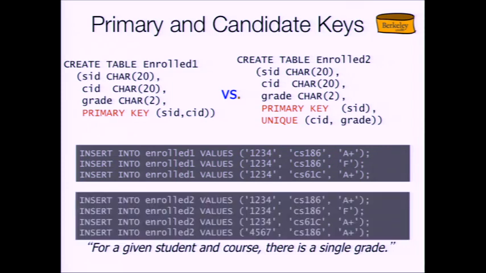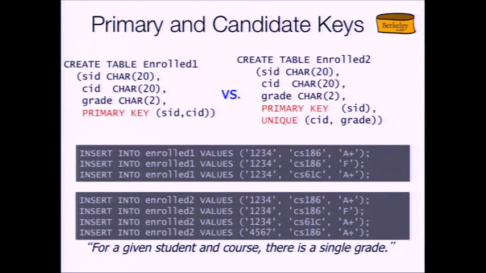So, let's try that. 1234 took 186, that's fine. 1234 took 186 again. That's not fine, because we already have a record with SID 1234 in the enrolled 2 table. So that won't allow that, which is a good thing, but unfortunately, it won't even allow this one here, which says that same student took 61C and got an A+. You can't add that record because there's already a record with that SID in the table. So clearly this is not doing what we wanted to do.